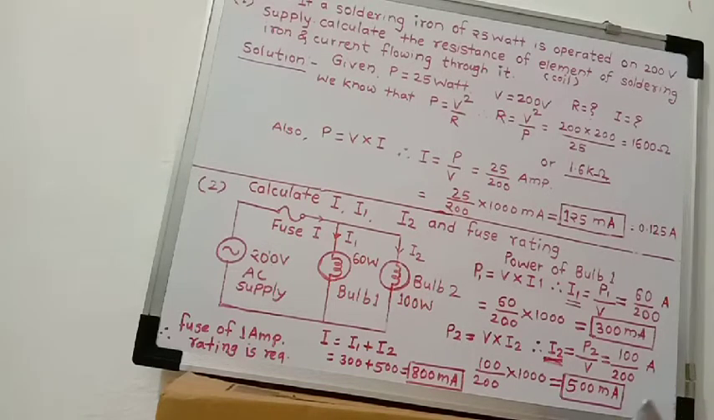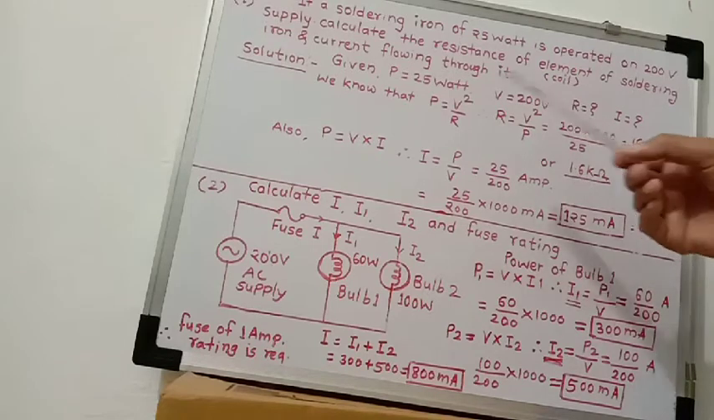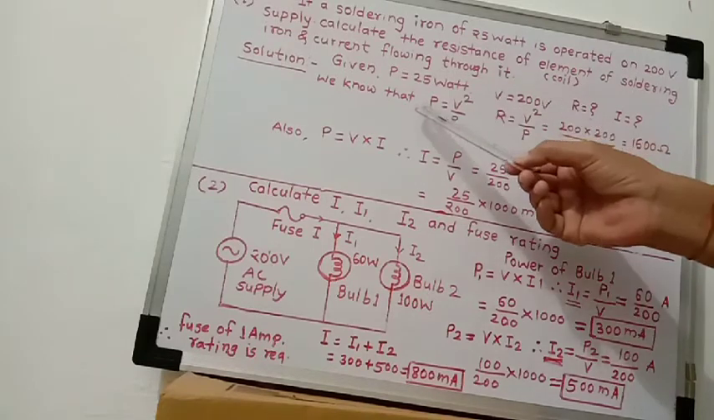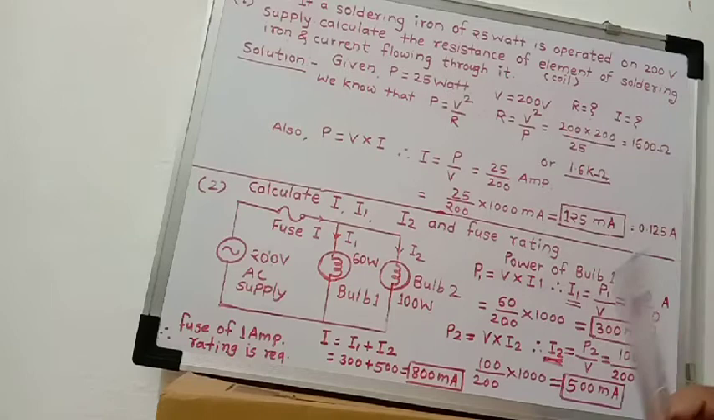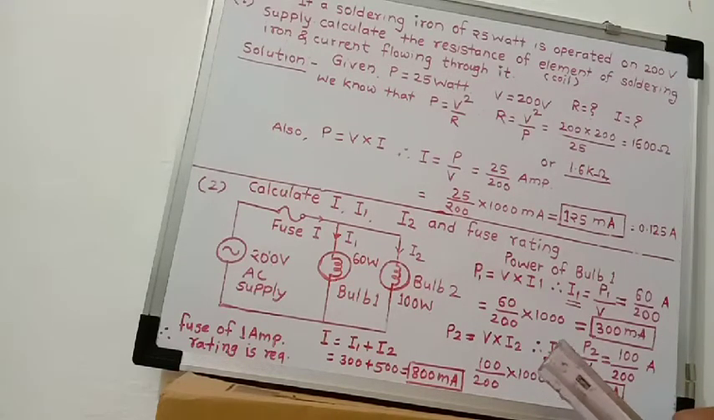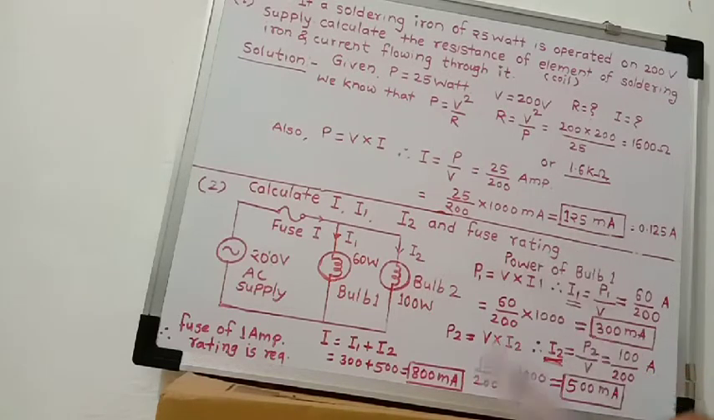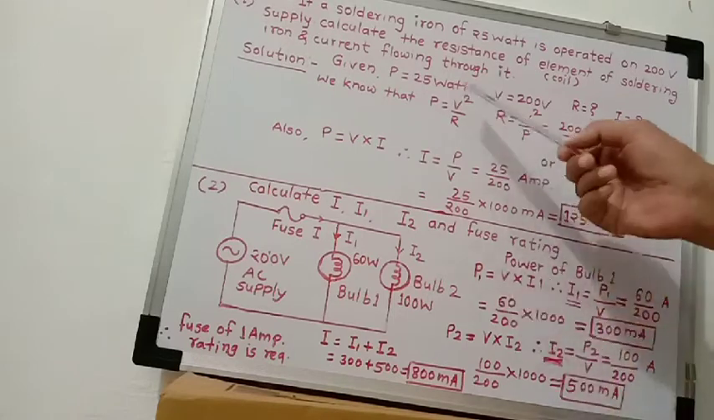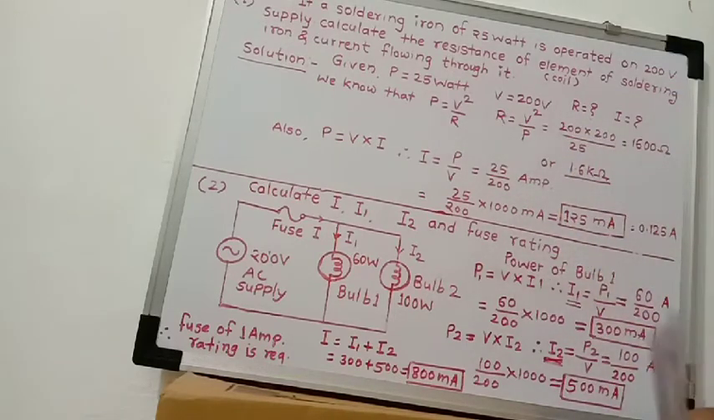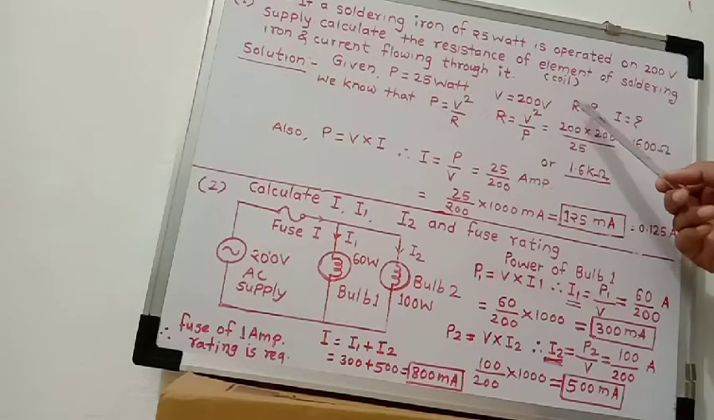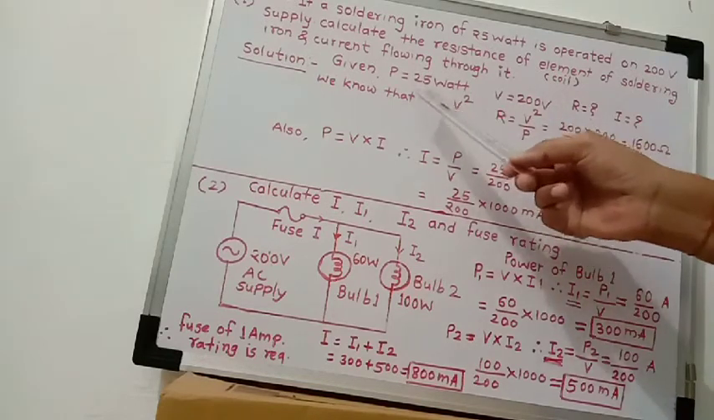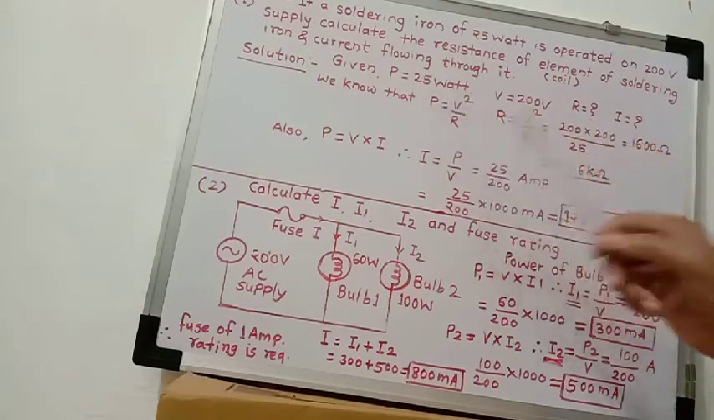First of all we have to calculate resistance. So write the formula P is equal to V square upon R. We know that there are three formulae of power. First, P is equal to V into I. Second, P is equal to I square into R. And third, P is equal to V square upon R. Here we have to find the resistance, so we use this formula.